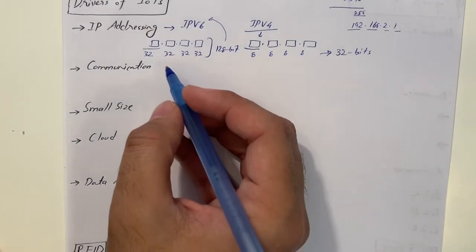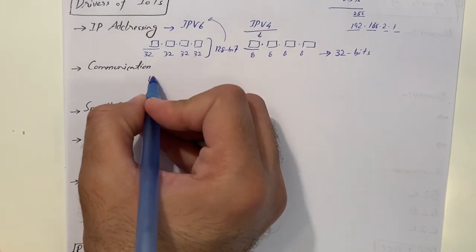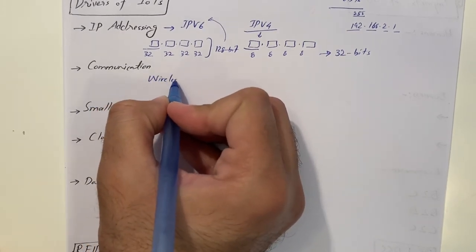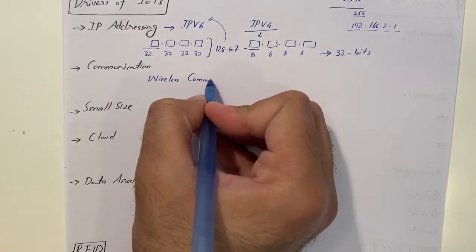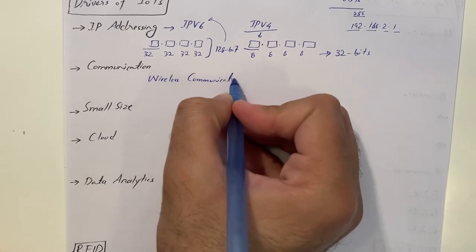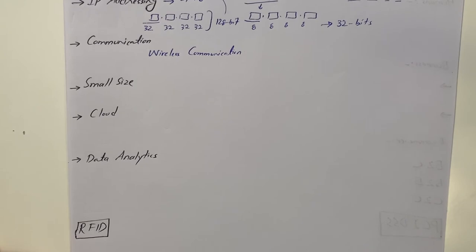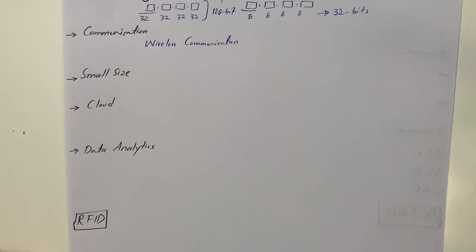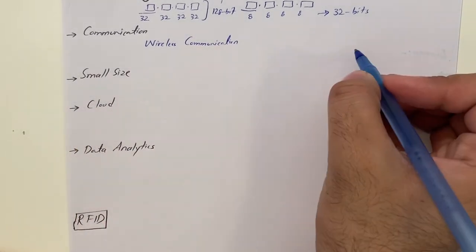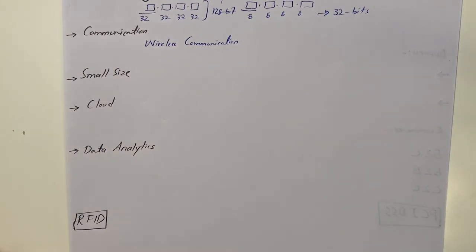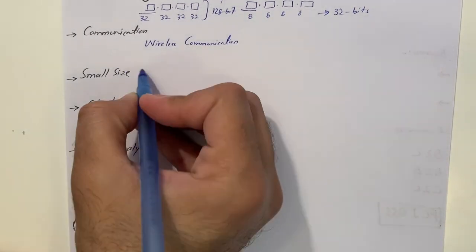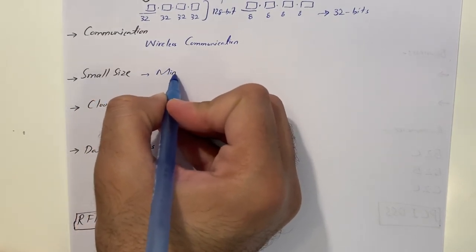Then for communication, again, we need a wireless communication technology for IoT. And of course, 5G and internet speed will also play a very important role. Then there is the size of the IoT sensor, which can be embedded on a product, or maybe you can put it in your car and all that stuff. Smaller size, miniaturization.